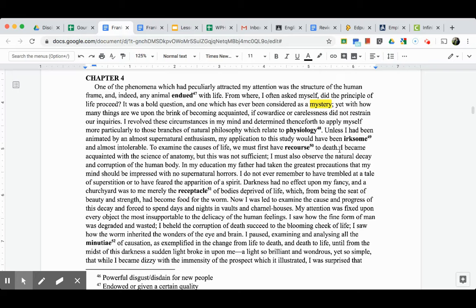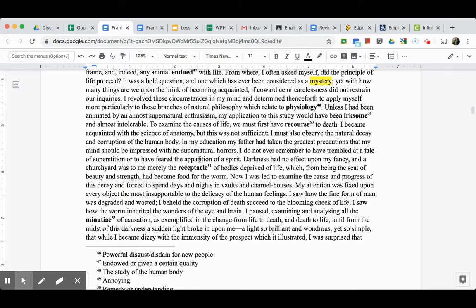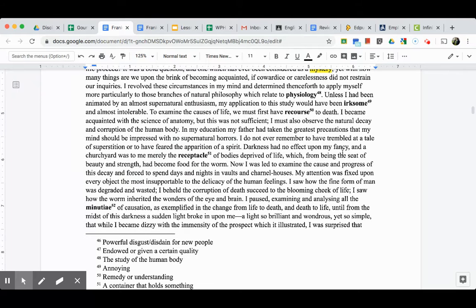"In my education, my father had taken the greatest precautions that my mind should be impressed with no supernatural horrors." So growing up, his father did not tell him any ghost stories or spooky stories. "I do not ever remember to have trembled at a tale of superstition, or to have feared the apparition of a ghost or spirit. Darkness had no effect upon my fancy, and a churchyard was to me merely the receptacle of bodies deprived of life, which, from being the seat of beauty and strength, had become food for the worm." So he didn't see graveyards as being spooky or scary or full of ghosts. He just saw them as places where dead bodies were held, and they became food for worms.